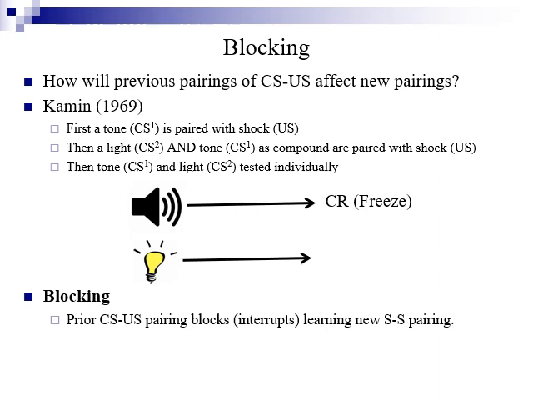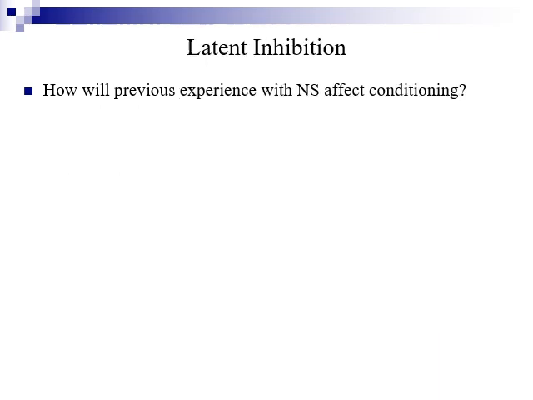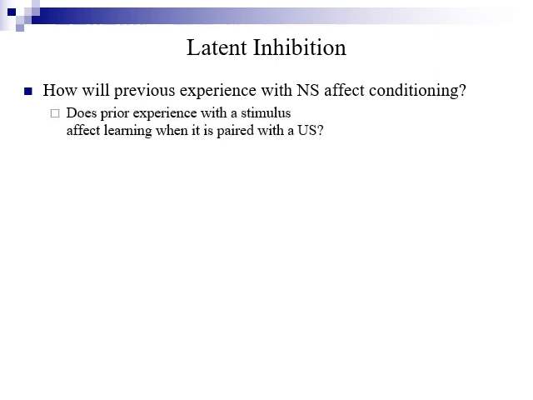So what blocking gets at is how previous experience with one of the components can interfere with or block learning when another component is added. Latent inhibition deals with the previous experience with a neutral stimulus. In other words, if there's a stimulus that we have been exposed to, but it has not been paired with anything, how will that impact learning once it is paired with an unconditioned stimulus?